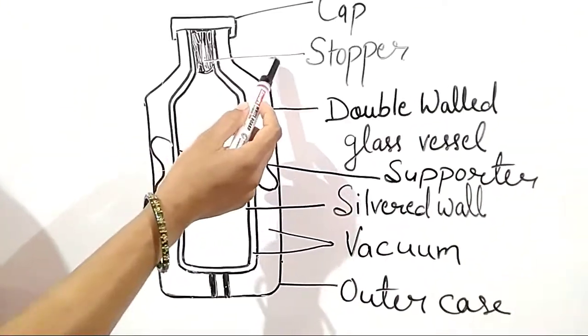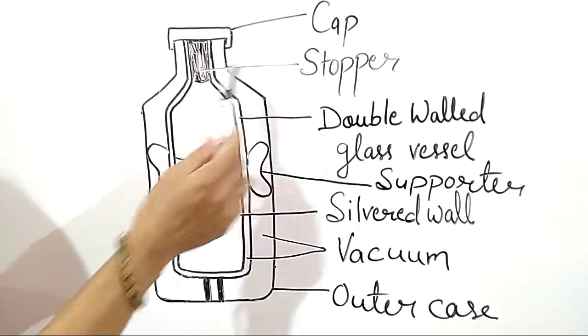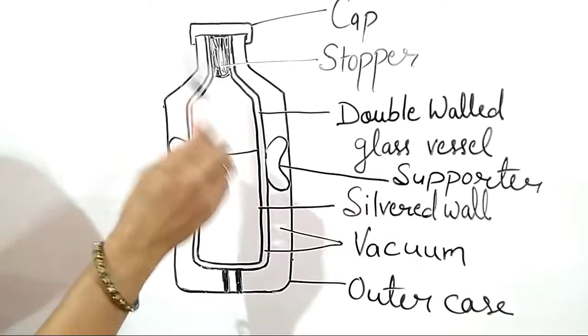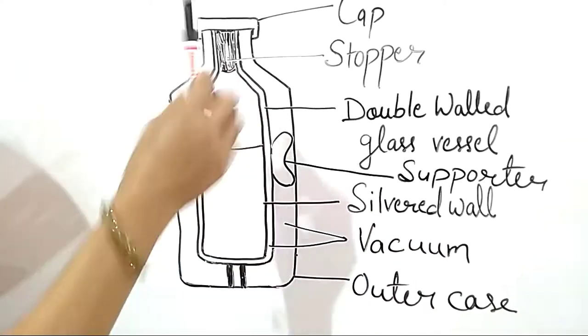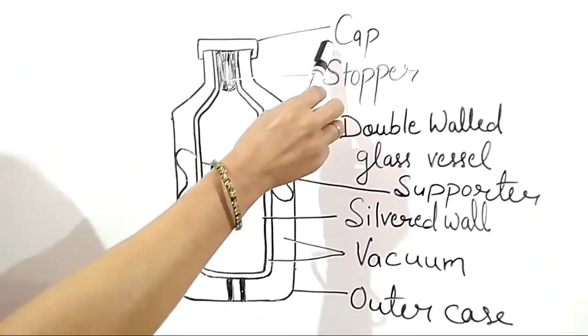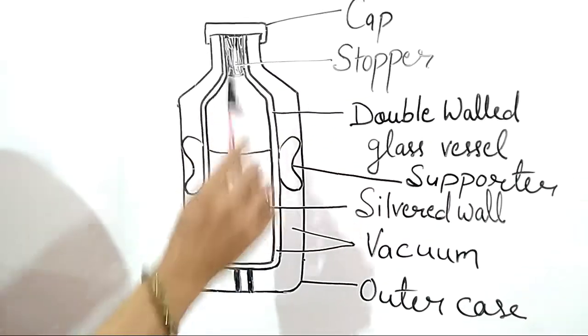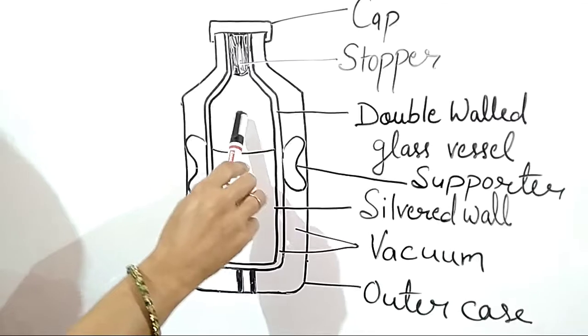And this is a stopper. The main work of the stopper is to restrict the heat from going out. And this is cap. As you know, this is used to close the bottle tightly.